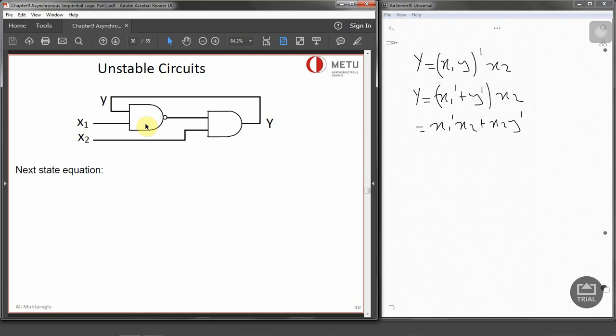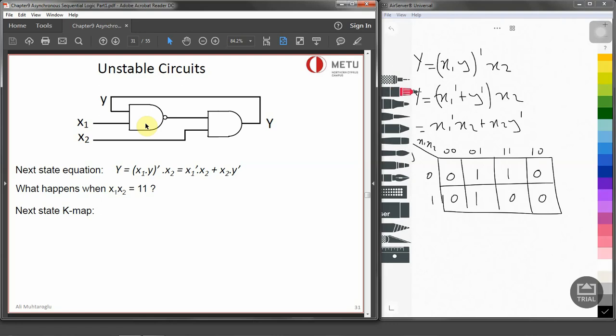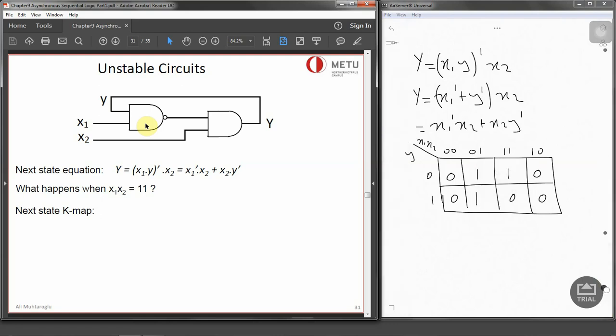Now the question is, what happens when x1 x2 equals 1 1? Let's derive the next state K-map for it. We have got y and x1 x2. Now x1 prime x2 is over here and x2 y prime is over here, and the rest is 0. And now let's identify the stable states, which is present state is 0, next state is 0, present state is 1, next state is 1. So these are our stable states.